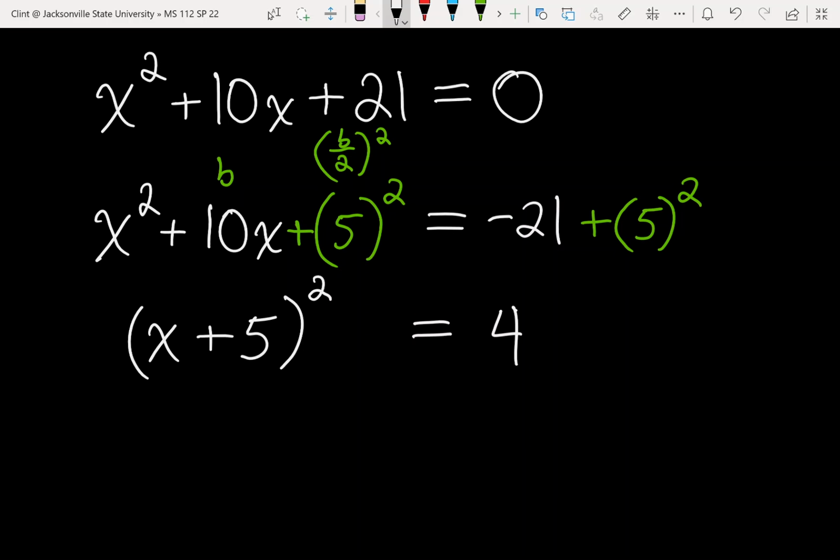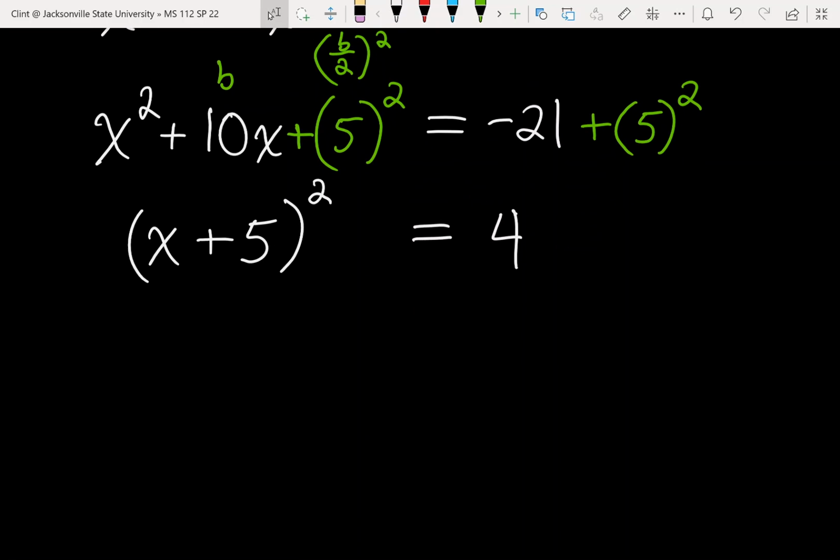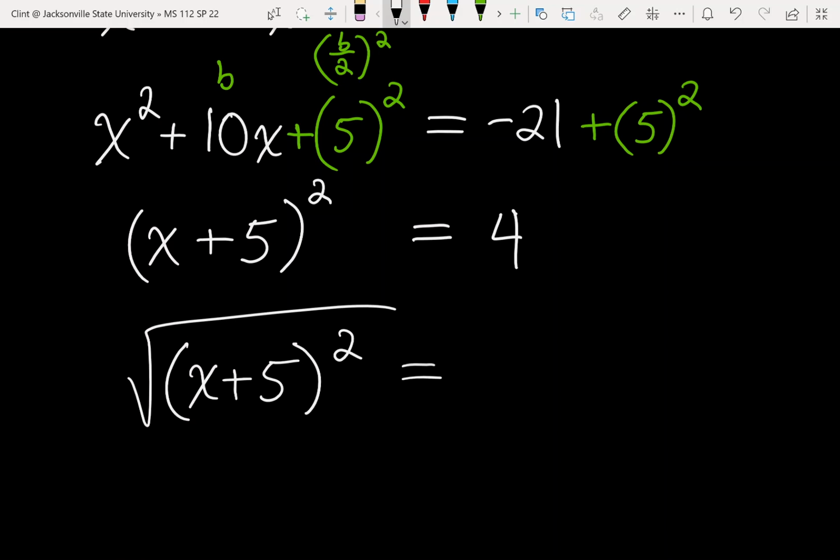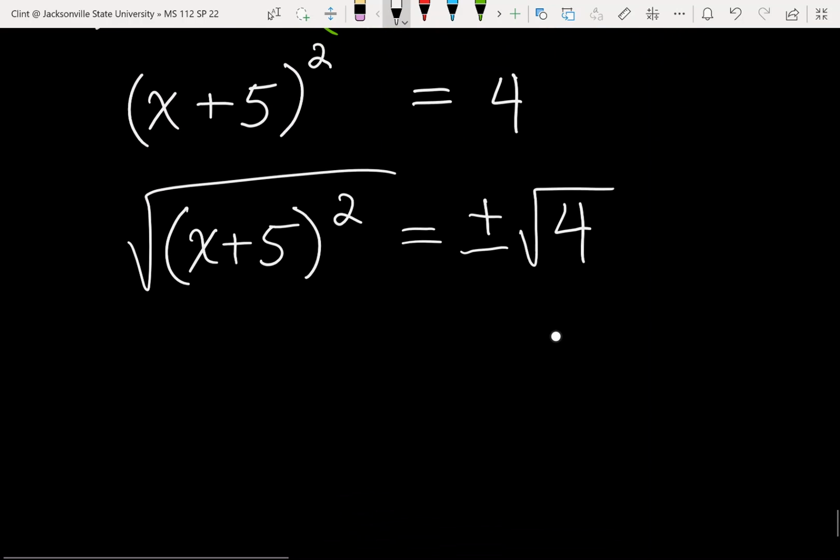Now we just take the square root of both sides. Because we got a perfect square, so we take the square root of both sides. I normally don't even write this step down exactly like this, but we will. We got to remember plus minus on the other side. On the left, the square root and the square cancel out. Leaves me x plus 5. On the other side, I can find the square root of 4. Square root of 4 is 2, so on the other side I've got plus minus 2.